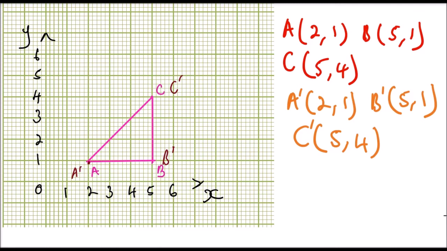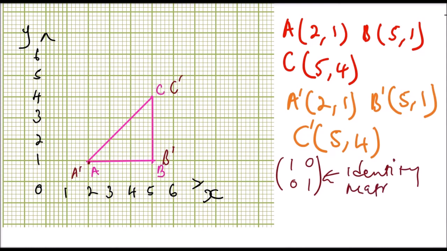Now this is a good example to prove that a matrix can represent a transformation, because our matrix was 1, 0, 0, 1. If you remember from what you learned in matrices in Form 3, this matrix is known as the identity matrix.